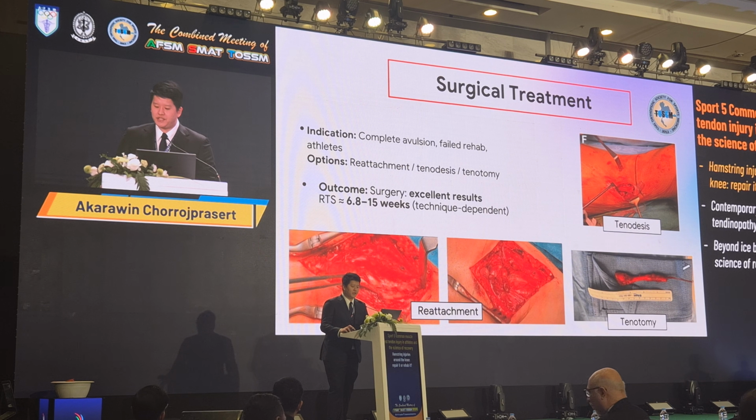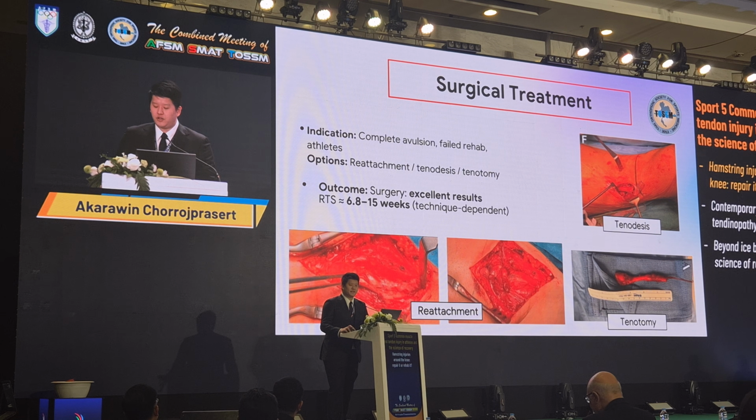The surgical indications include a complete avulsion with failed rehabilitation or athletic demand of the function. Options include reattachment, tenodesis, and tenotomy. Surgical outcomes are generally excellent with return to sport between 6 and 15 weeks, depending on the technique and studies.